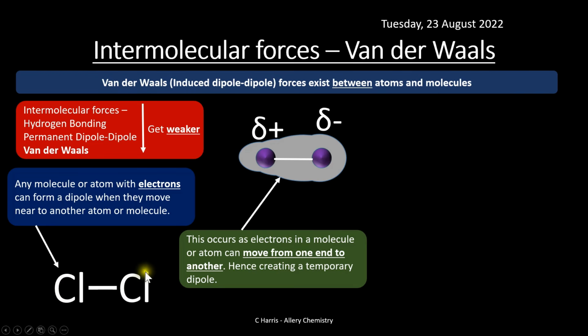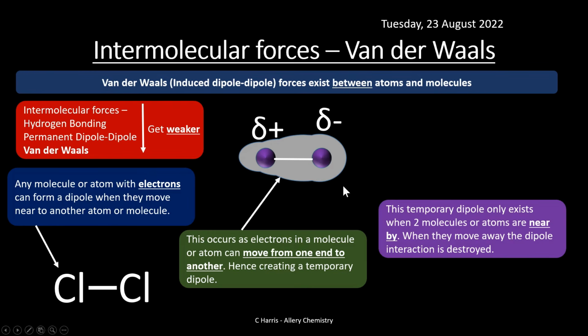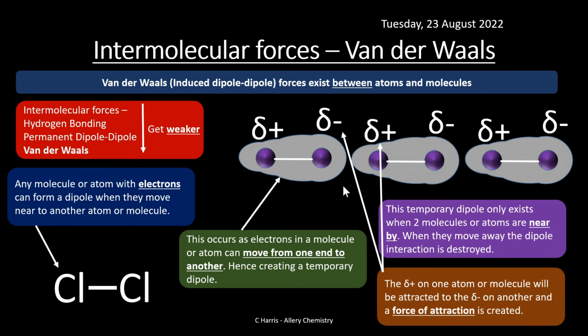Now, when the electrons in this chlorine come into contact with electrons in another chlorine molecule, the electrons in the bond move away because they repel. For that moment in time, we have this polarity: a temporary delta positive on one side and a temporary delta negative on the other side. This is because another chlorine molecule here is nudging the electrons in the molecule to one side, and this is why we call it a temporary dipole. This only exists when you've got two molecules or atoms nearby, and when they drift apart, the interaction is destroyed.